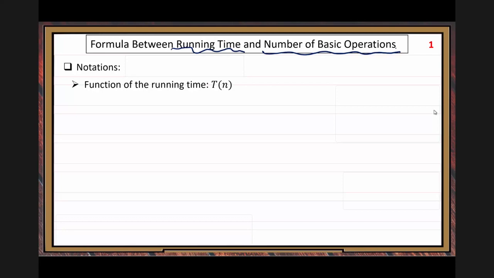Let's assume we work on the same machine. We use two different measures on the same machine: the running time measure and the basic operation measure. For the function of the number of basic operations used, we use C of n. Two different functions. So what's the relationship between these two functions, T of n and C of n? We want to connect them. There must be some relationship, right?